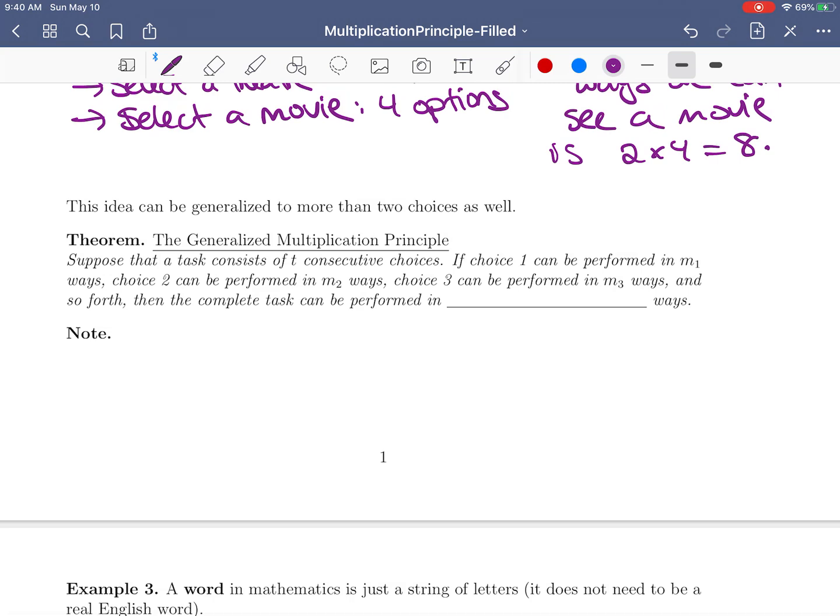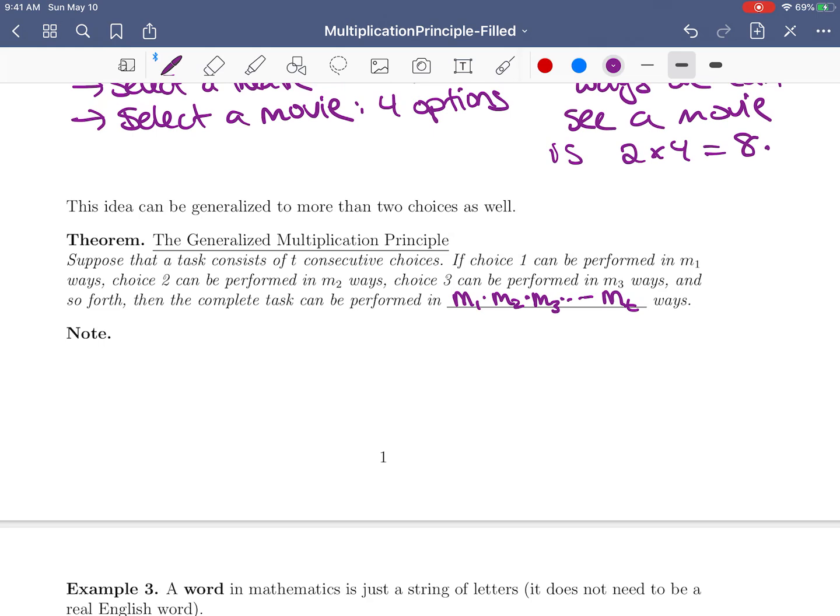Suppose a task consists of t consecutive choices. Choice 1, you have m1 different ways to do it. For choice 2, you can perform it in m2 different ways. Choice 3, m3 ways, and so forth. So choice t is going to have m sub t ways. Because we have to do all of these choices, one after the other, to complete our goal, the complete task can be performed in m1 times m2 times m3, and we just keep multiplying until we get to mt. So we multiply all the numbers of ways together.